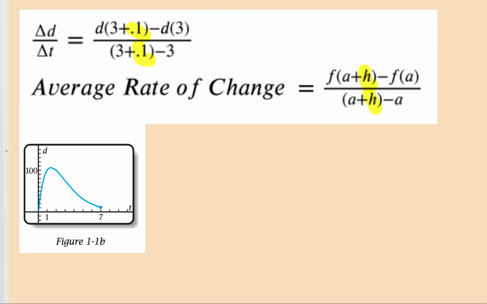So let's take a look at the formula one more time. We're looking at 2 points that are very close to each other. The input values are off by 0.1. And so our formula can say h, and h is assumed to be a value that's really small.